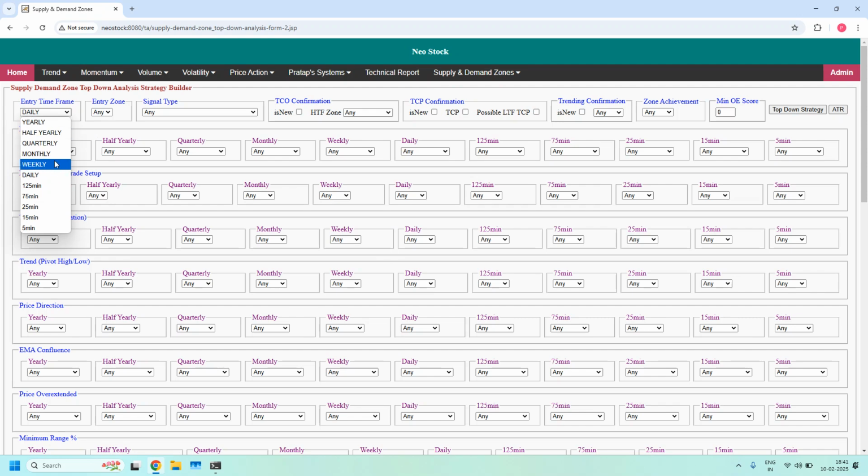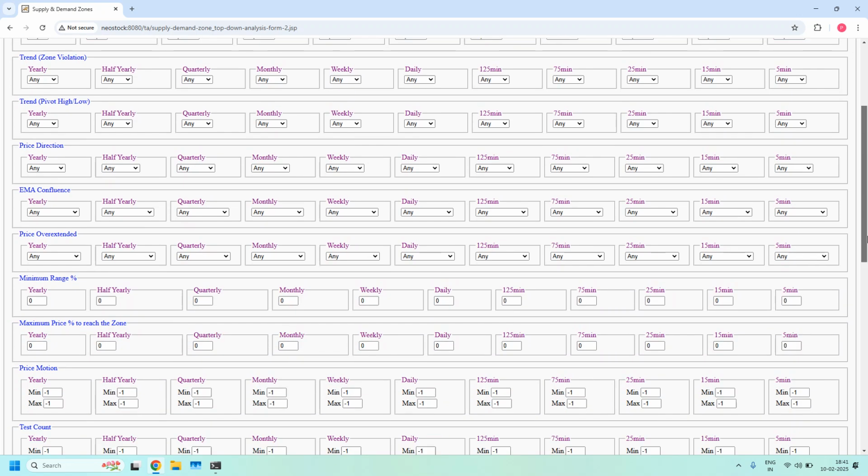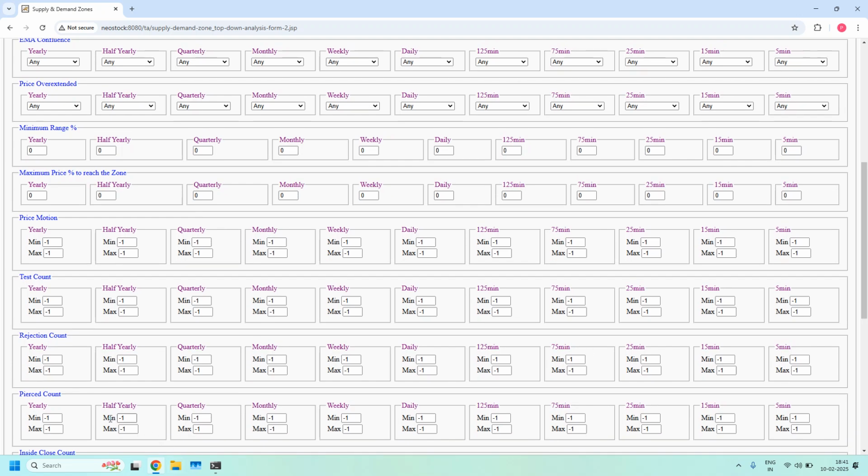Weekly income trade, bullish trade setup. Entry time frame is 75 minutes. Entry zone is demand zone for bullish trade setup. In bullish or bearish trade setup parameter at entry time frame 75 minutes, I am selecting bullish. And for the 75 minutes demand zone, we should set three filters. First filter is the 75 minutes demand zone should not be pierced. So in the pierced count at 75 minutes time frame, I am setting minimum value 0, maximum value 0. That means the zone is not pierced.